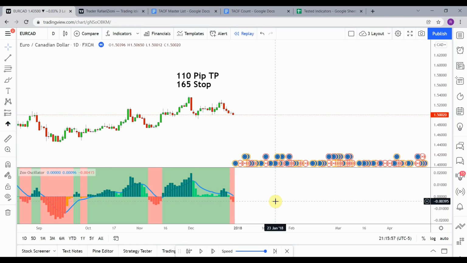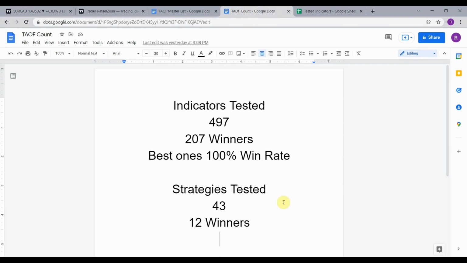All right, as I said, today we will be testing the Zox Oscillator. Before we do though, I wanted to put the testing scoreboard up for everyone to see. So to date, we have tested a total of 43 different strategies, with 12 of them being winners. We've also tested a total of 497 indicators, with 207 of them being winners. The best ones so far were able to achieve a 100% win rate.